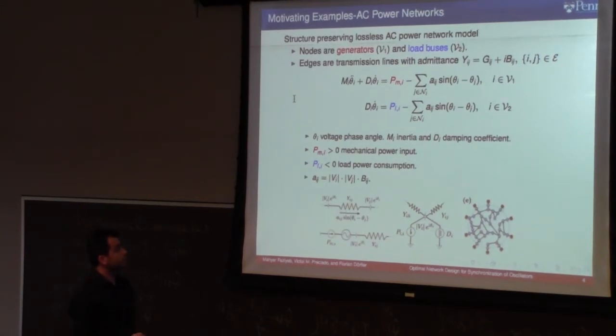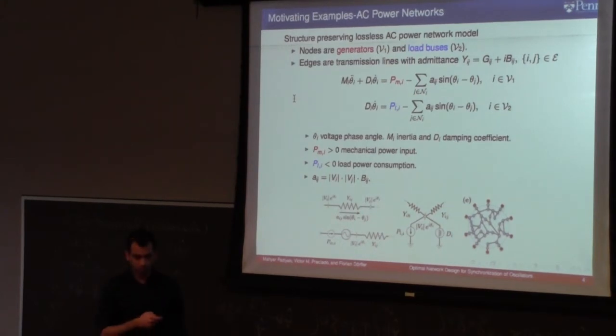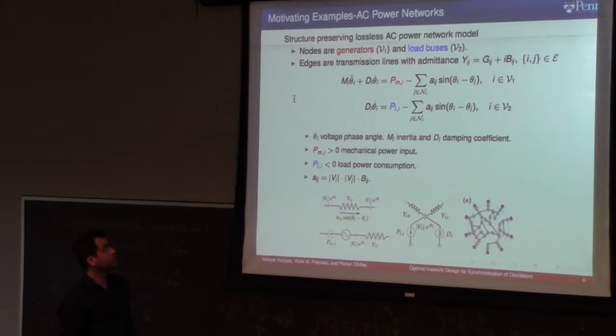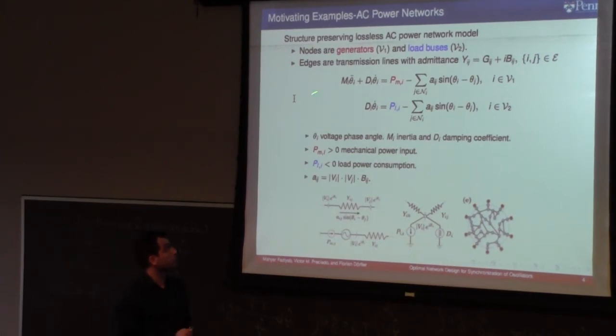And what are the weights of the graph? The weights of the graph are the magnitude of voltage at, for example, generator or load bus i, times the magnitude of voltage at generator or load bus j, times the susceptance of the transmission line, as you can see here. This is the first example. There are other models for AC power networks, but this model is a structure-preserving lossless AC power network model. There are two assumptions that I'm not going to give details about, but I can be more specific if you want.